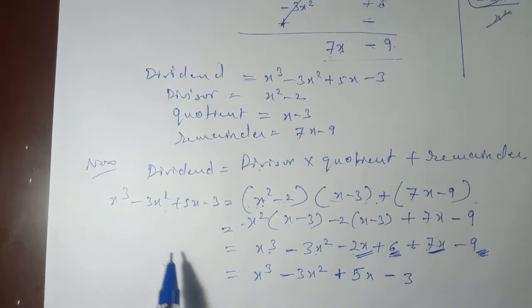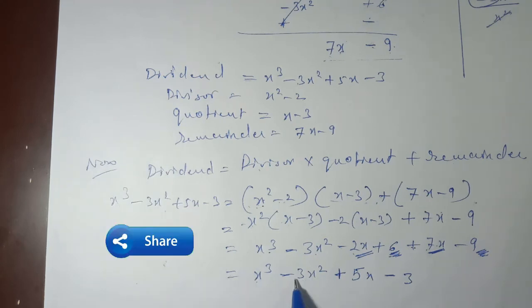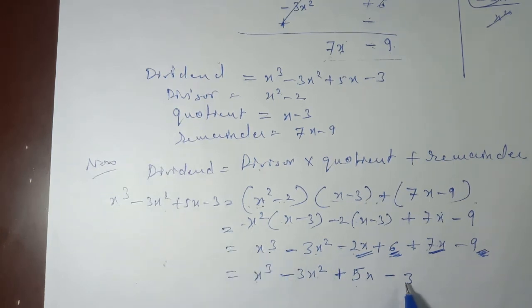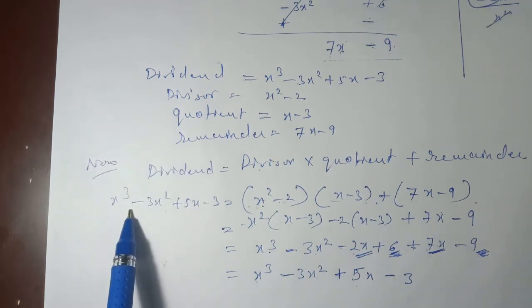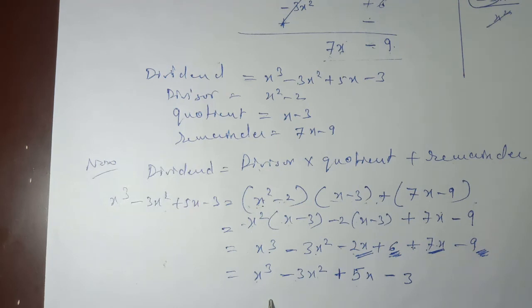So now let us compare it. The first term is x cube, here also x cube. Second term is minus 3x square, here also minus 3x square. Third is plus 5x, again 5x. Then minus 3 and minus 3. Now each and every term on the right hand side is the same as on the left hand side. So it means it is verifying the division algorithm. So this way we can verify the division algorithm.